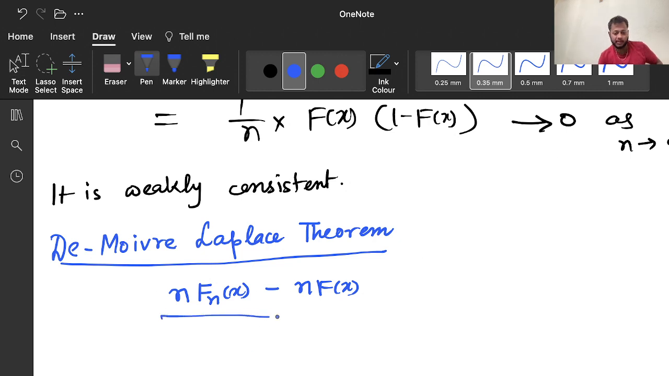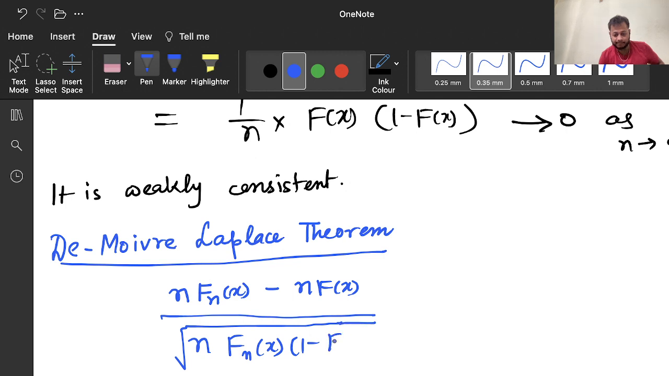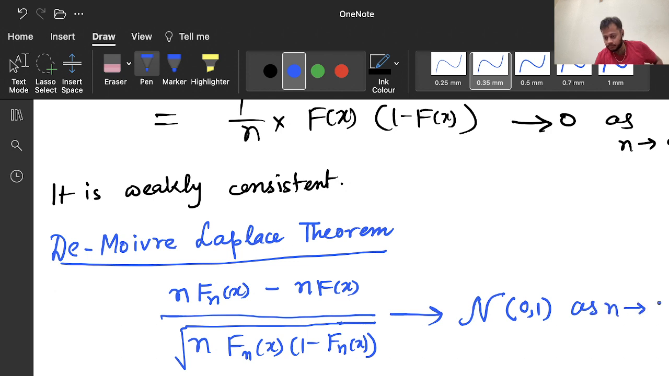so what will be its variance? Its variance is nothing but n times Fn(x) times 1 minus Fn(x). This is a normal 0 1 distribution as n tends to infinity. We'll use this in various things.